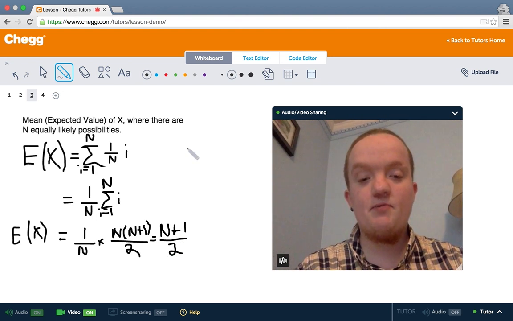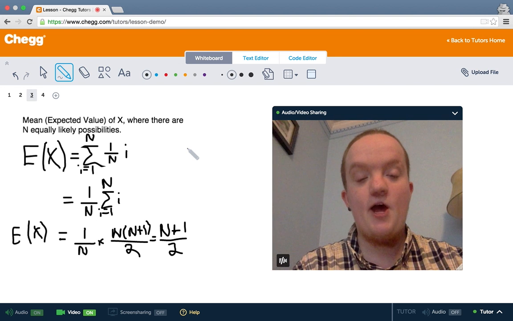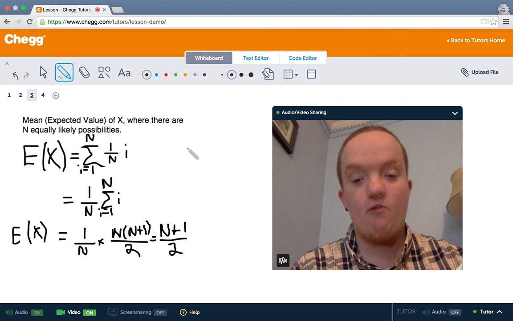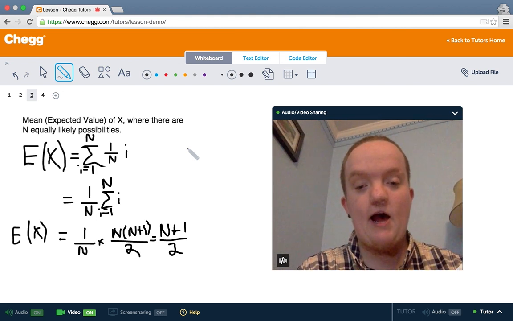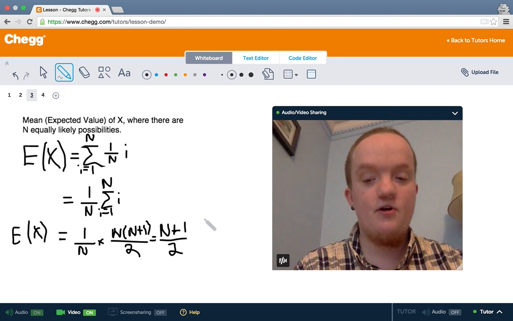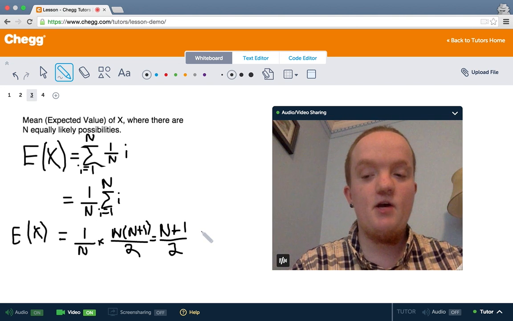This kind of makes sense. We want something that's close to n over 2, plus or minus some correction for an odd or even number. Because if each thing is equally likely, and you have the numbers from 1 to n, approximately you're going to get half that are below n over 2, half that are above n over 2. So our mean is n plus 1 over 2, which we can think about intuitively, but also just in terms of the math.